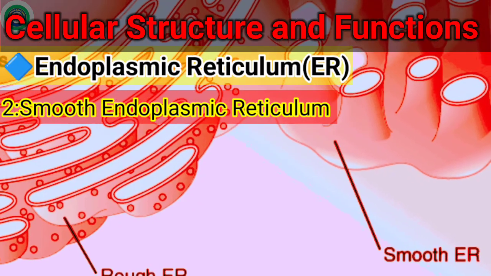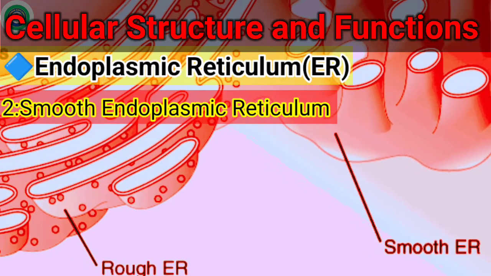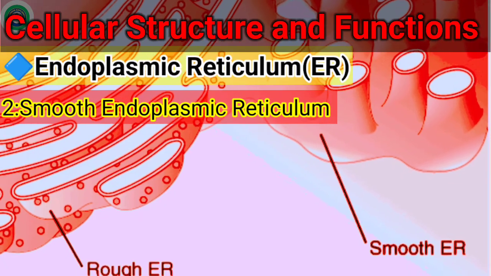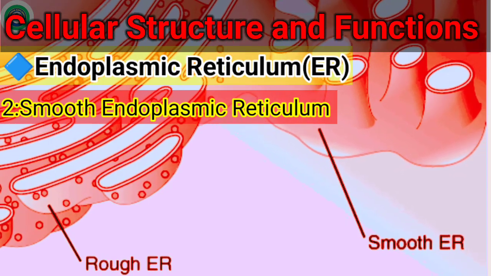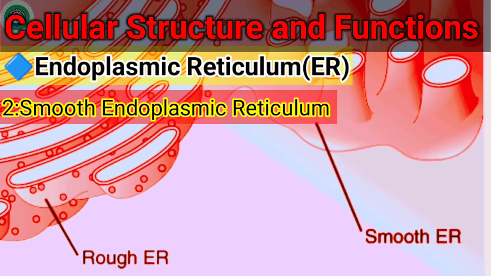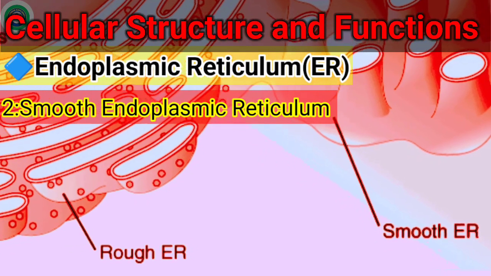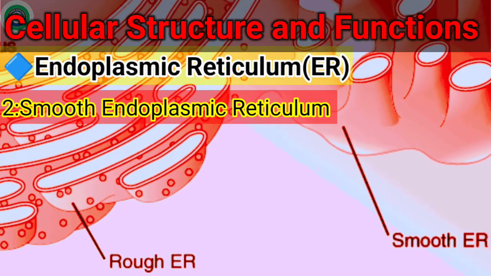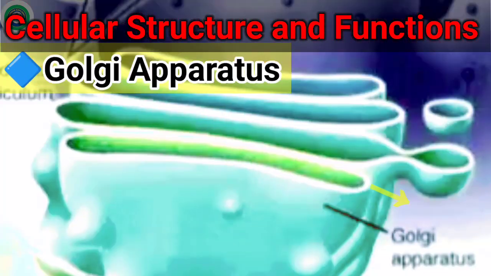Number 2. Smooth endoplasmic reticulum. The smooth endoplasmic reticulum is involved in lipid metabolism and in the transport of material from one part of the cell to another part. It also detoxifies the harmful chemicals that have entered the cell.